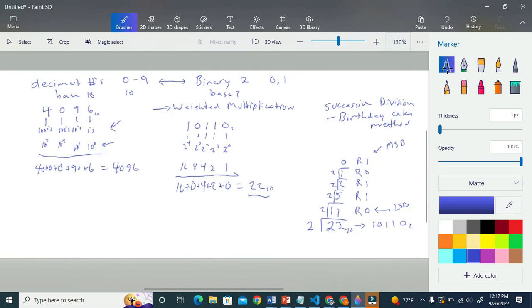So in summary, we have 2 main methods here. If we want to go from decimal over to binary, we're going to use the birthday cake method. If we want to go from binary over to decimal, we're going to use this weighted multiplication. So we have 2 methods for converting one to another, and as you get good at this, you'll find that there are even easier ways to do it. You kind of get the hang of it, but I'm going to leave that out. I'm going to stick with these 2 methods for right now.